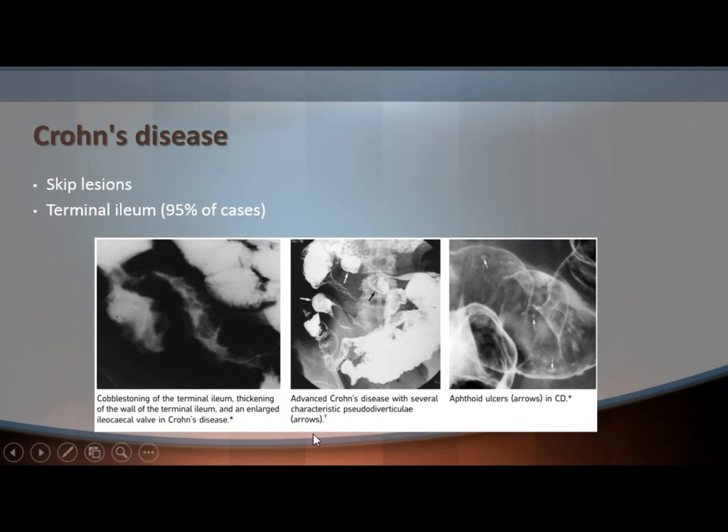Here you see the small bowel is narrowed. Cobblestoning, yeah, cobblestoning. And here there are multiple pseudodiverticula. And the lumen is narrow, and the bowel proximally is dilated. And these are small aphthous ulcers seen in the wall.